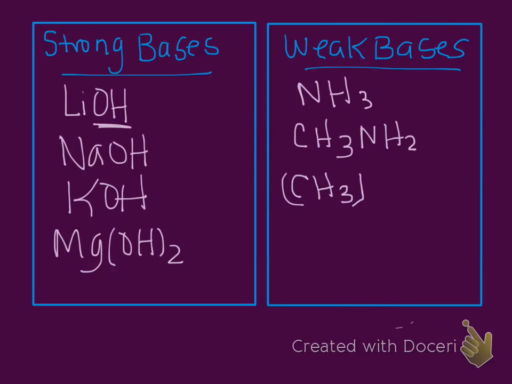CH3NH. And I'm trying to show you here, you can have different numbers of hydrogens. They're also going to be amines because it's the nitrogen.